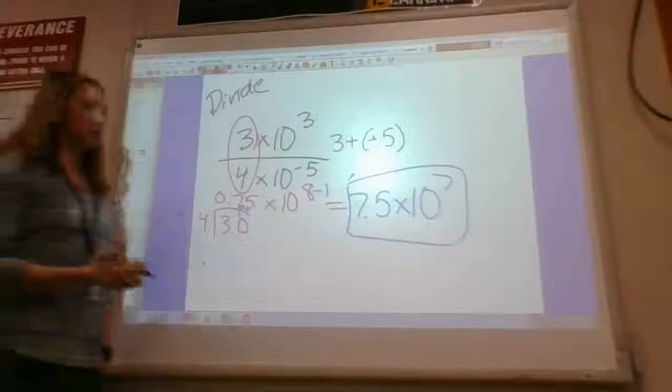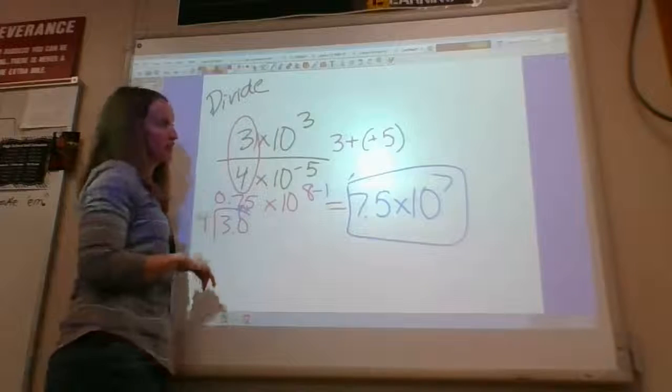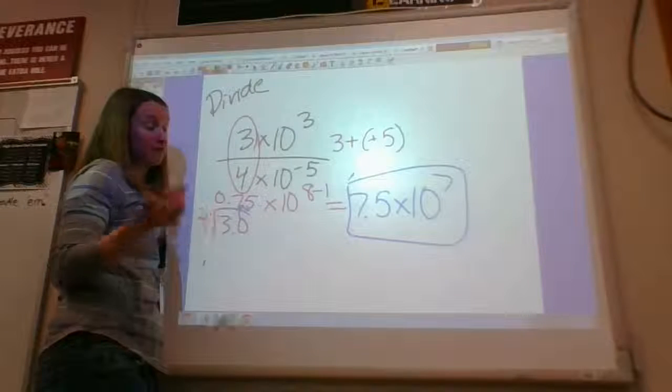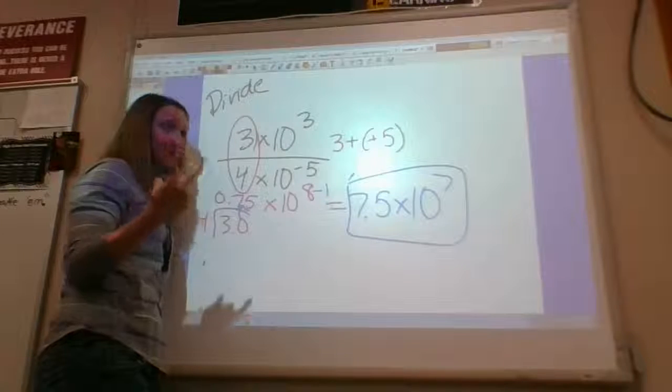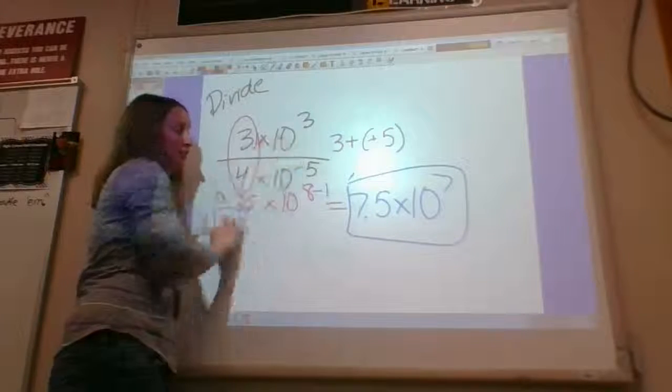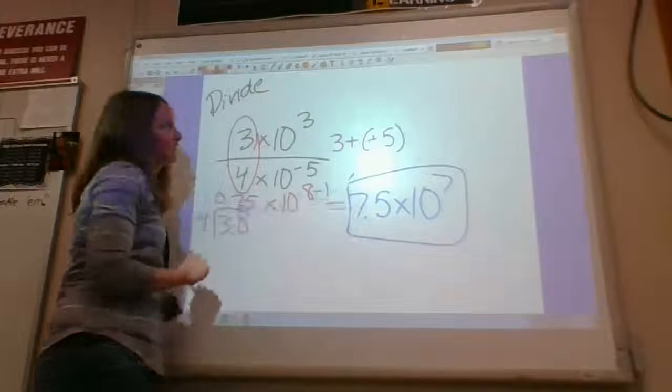Now, hopefully I'm not losing you with the simplification because we have done that before on 2 lessons. But if I am losing you, please either ask me or look that up because you need to know how to simplify from 0.75 to 7.5.